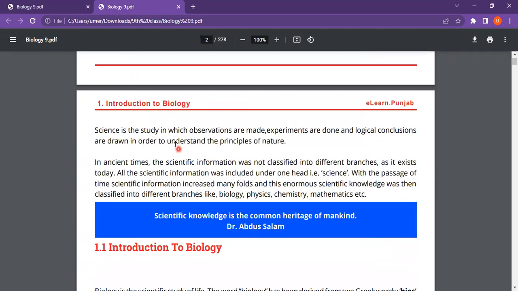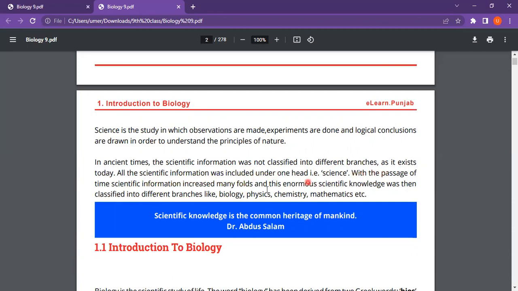Science is the study in which observations are made, experiments are done, and logical conclusions are drawn in order to understand the principles of nature. In ancient times, the scientific information was not classified into different branches as it exists today. All the scientific information was included under one head.